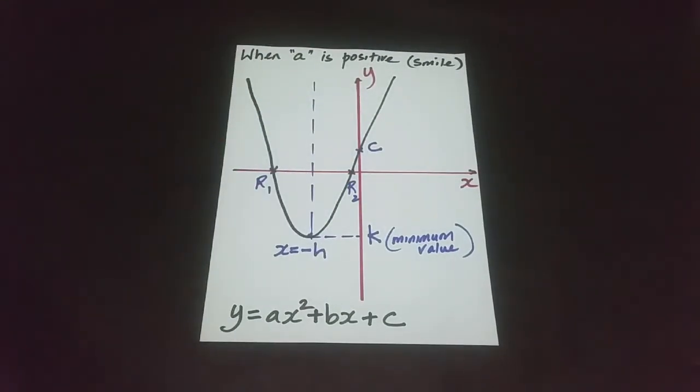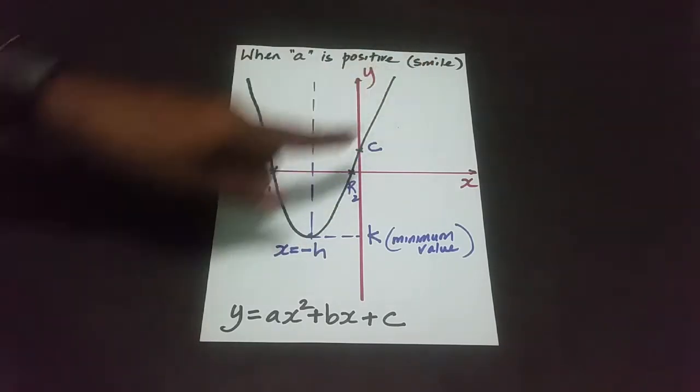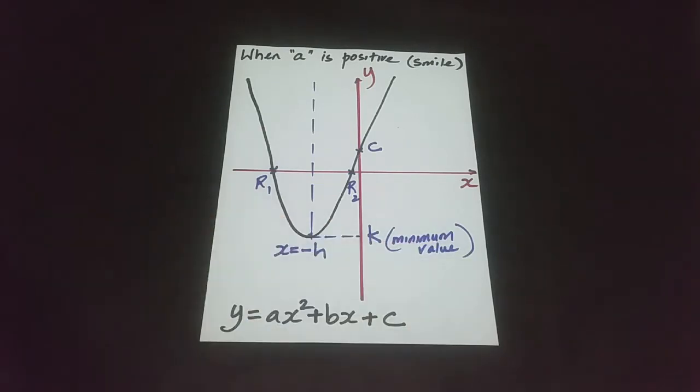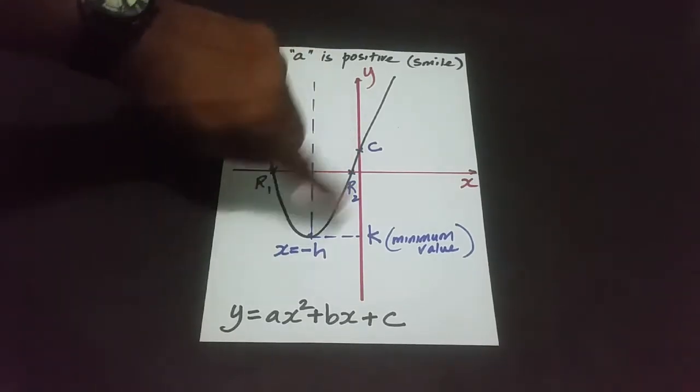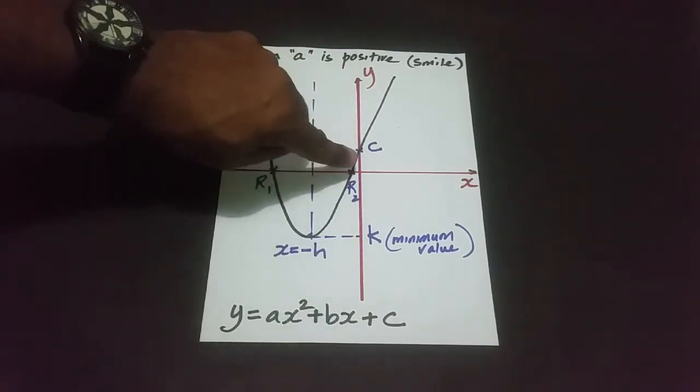And remember, we went through the formula with k and h already. So when you have a smile, the lowest point of the curve, that's the minimum value. Right? So that is when k would be a minimum value. All right? And of course, c is where the curve is going to cut the y-axis every single time. Let's take a look at this one.